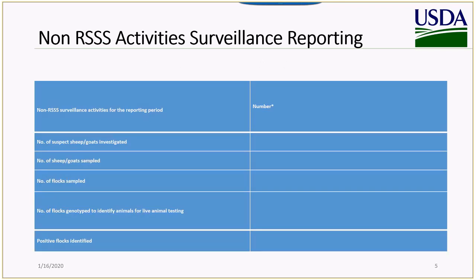So for reporting of these activities, we have two tables in your agreements guide that you can use to report. They're not mandatory to use, but they're available for your use, so you have an idea of what we're looking for. One is for the non-RSS activities and surveillance reporting, and a similar one for slaughter surveillance, RSSS activities and surveillance reporting. And those are in your guide. Remember to include only those activities that are paid for through the cooperative agreement.